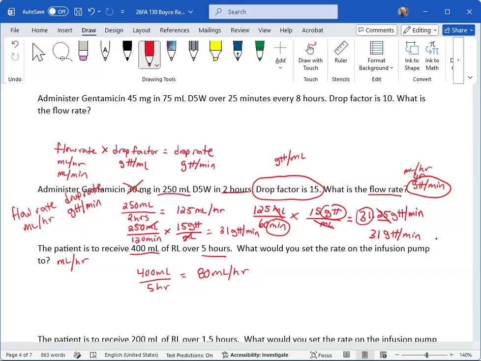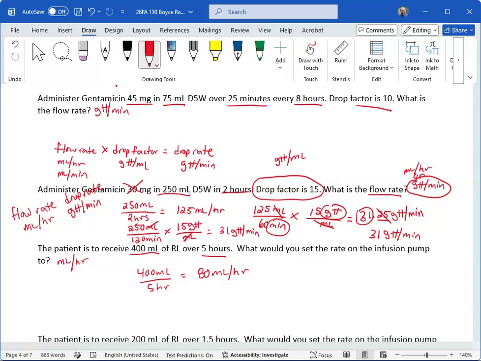We have the same kind of scenario here, except I added a few extra numbers. Again, I don't think you're going to have to worry about this, but I don't know what ATI is going to do to you. We have 45 milligrams in 75 milliliters, 25 minutes, and then every 8 hours, and a drop factor of 10. So there's a lot of numbers in this particular question. And then it asks, what is the flow rate? So let's just focus on, for this one, flow rate. Let's just focus on drops per minute.